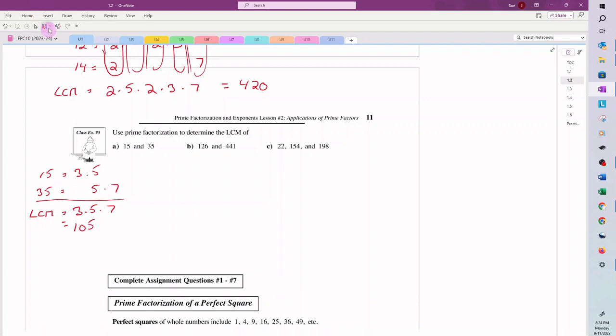And just a reminder that the greatest common factor here is literally the greatest common factor, which is 5. That's the common factor for those two numbers.